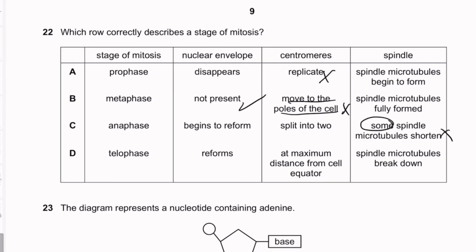So that's wrong. Telophase, the nuclear envelope is going to reform. Correct. Spindle microtubules at 7 centimeters at maximum distance from the cell equator. That is true. Spindle microtubules break down. That is correct. So the answer for number 22 is D.